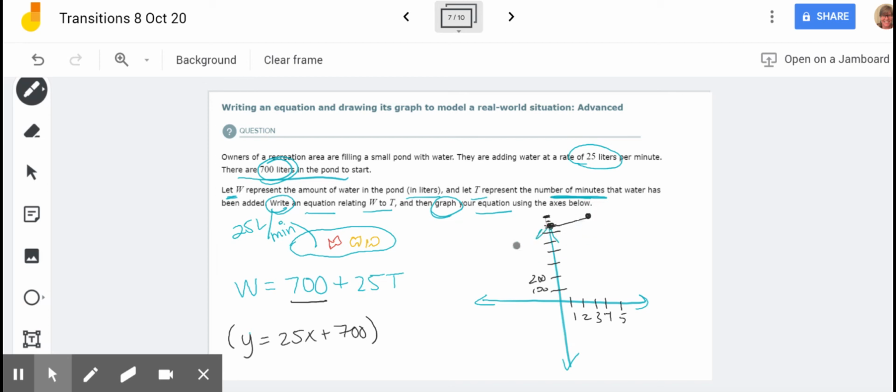The important part is it doesn't go back. Do not carry this line into the negative zone. There's no such thing as negative minutes. This graph only exists in the positive first quadrant. Okay, I hope that was good enough. And it'll just go like this.